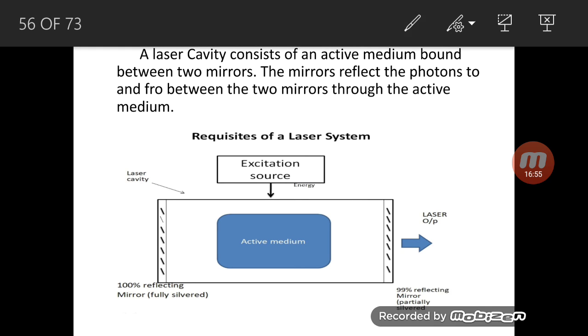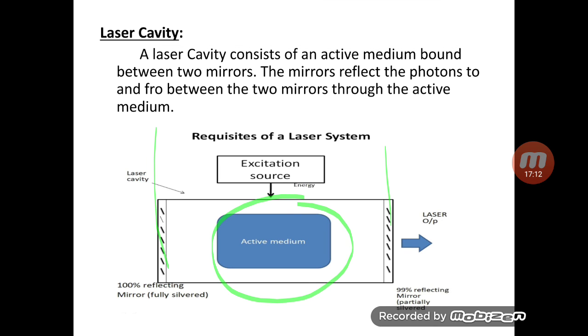Such an arrangement we call a laser cavity. There is an active medium here. This active medium is bound between two highly polished mirrors which are in a highly parallel state. That system we call a laser cavity. So to have this amplification, we are using this.